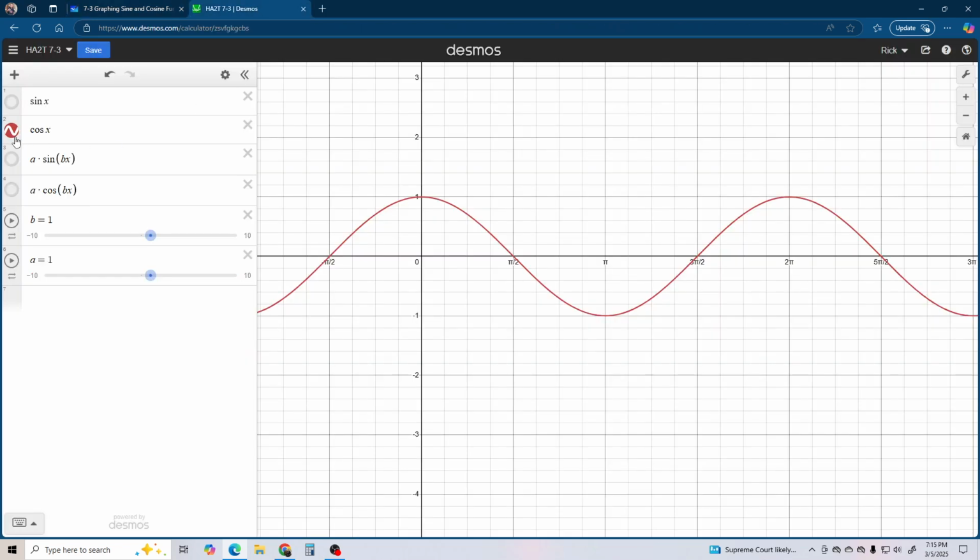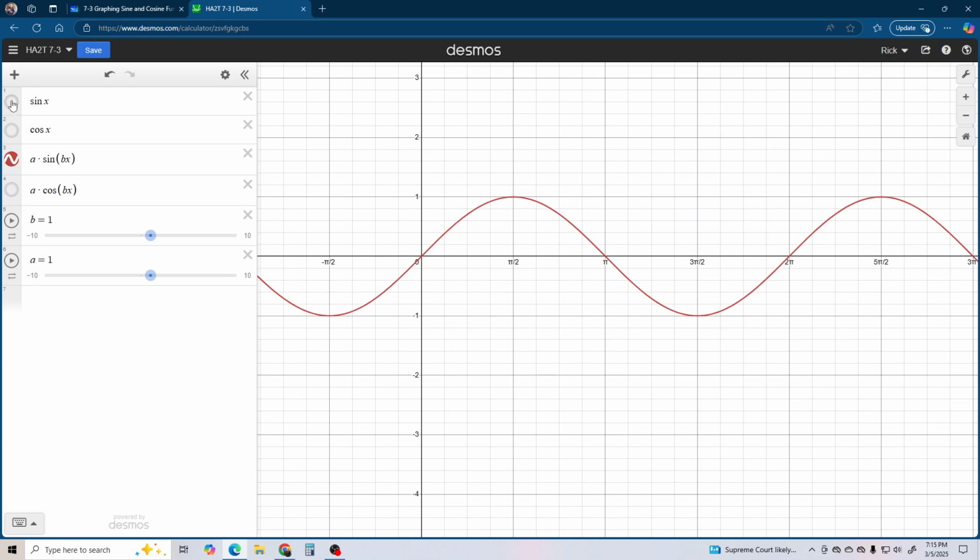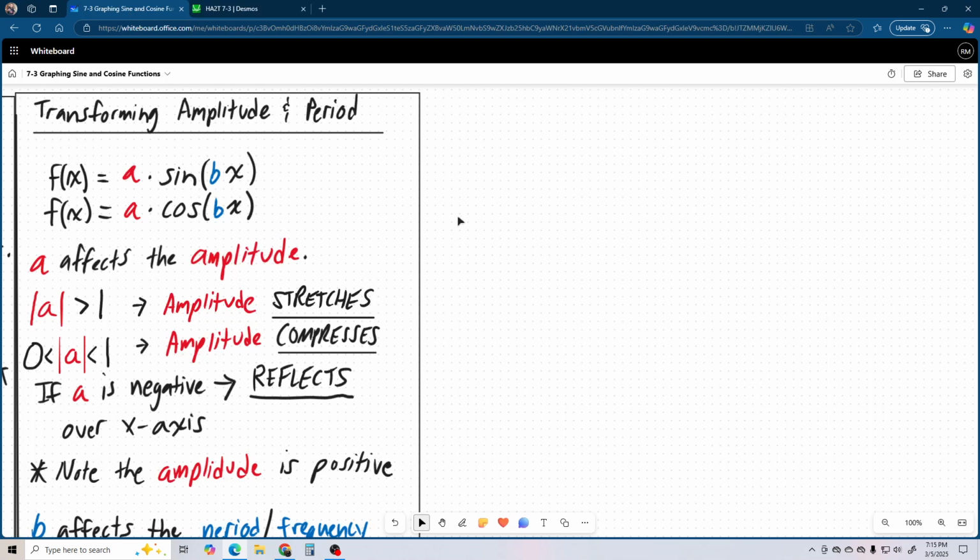So let's go back to our graph here, and I'm going to pull these ones up, okay? You'll notice that I have A and B set to 1, so this looks exactly the same as this. So it'll just sit right on top of each other, right? You'll just notice the color changing. Okay, so let's talk a little bit about what these do.